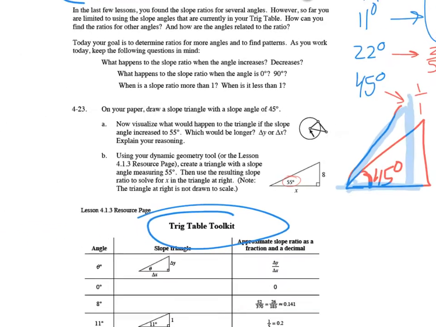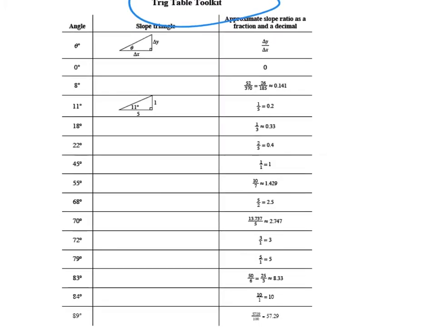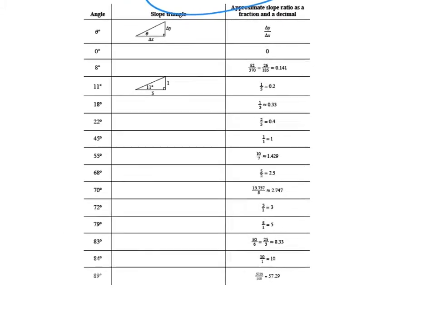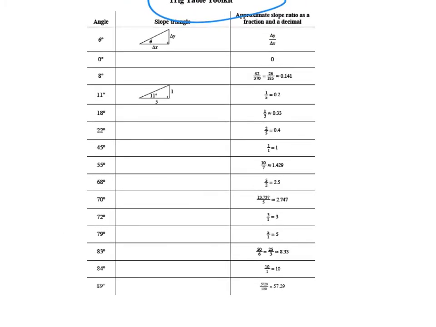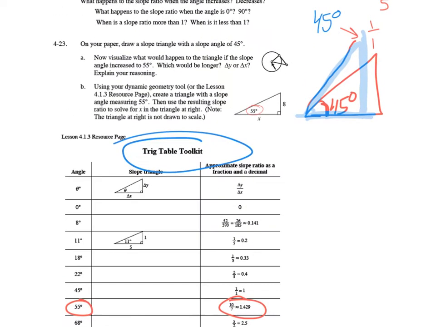So you can use this as a reference down here if you need to take a screenshot of this trig table toolkit. It lists all of these different angle measurements with their corresponding slope ratios. So I can see for a 55-degree angle, the slope ratio is 10 over 7.